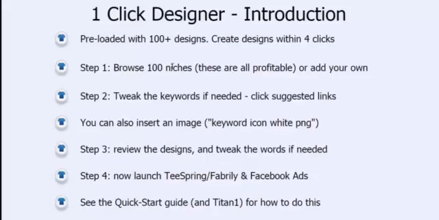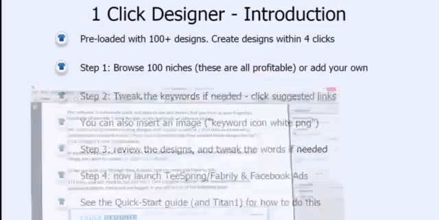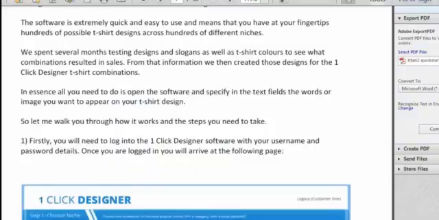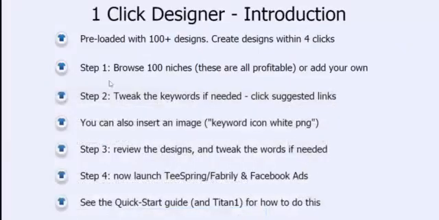We then tweak some keywords, which we can do by brainstorming using suggested links. We can also upload an image, create our designs, review and tweak them if needed, and then we grab the design images, upload them to Teespring or Fabrily and start driving Facebook ads. This final step, uploading to Teespring or Fabrily, and the Facebook part, is covered inside the quick start guide, which you can get from the members area. What I'm going to focus on here are the first 3 steps of the process.